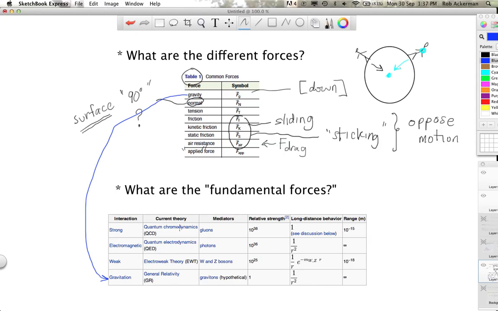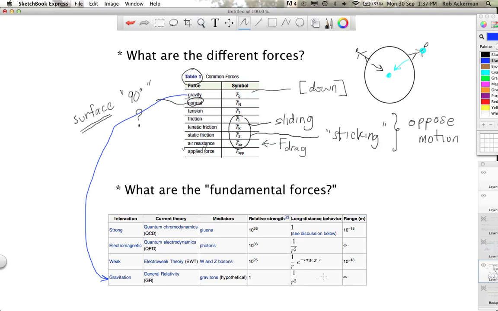Never mind about this current theory explaining it. This is something for you to look into if you want. I'm going to skip it for now. Leave mediators alone for now, but take a look at this, the relative strength. We assign gravity, which by the way is the weakest of all the forces we know of in the universe, we assign it a relative strength of 1, and then we look at how these other forces compare in strength, and you can see they just blow gravity right out of the water. Gravity is by far and away the weakest force. More on this in a moment.